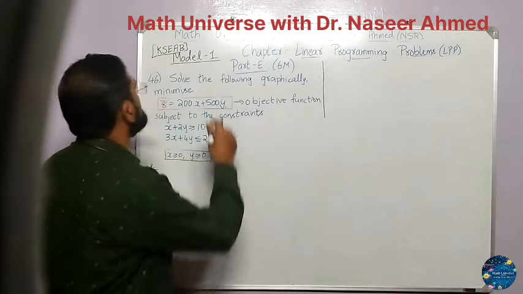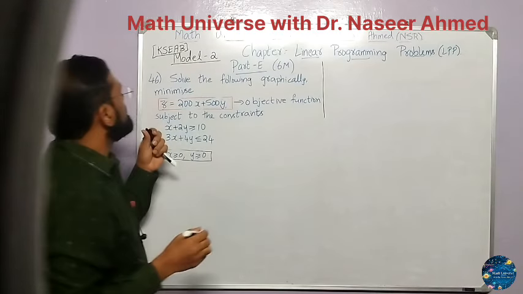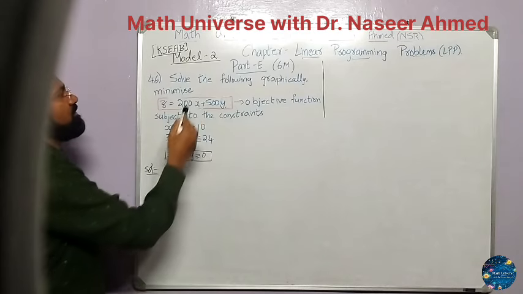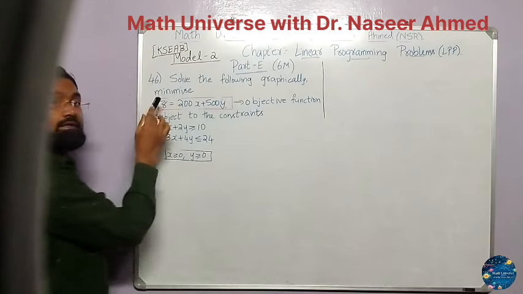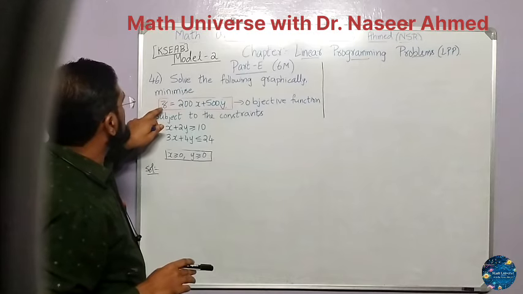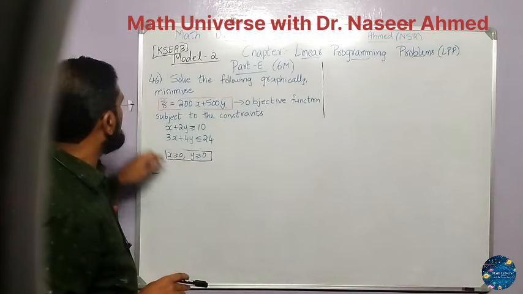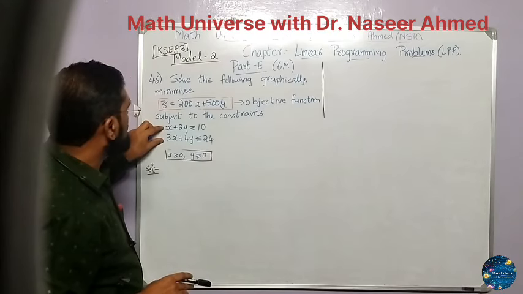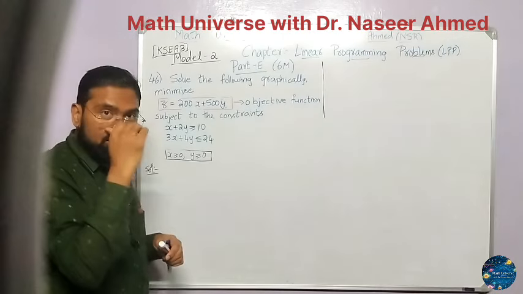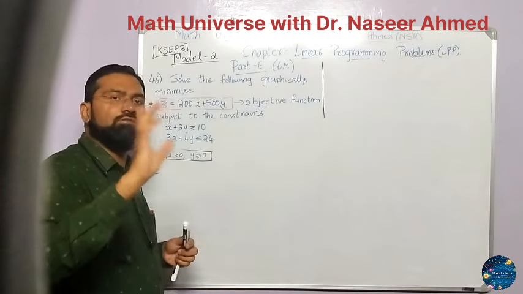And this question is from model paper number 2. Question number 46 for 6 marks. Solve the following graphically, and this time it is minimize, okay? Subject to z is equal to 200x plus 500y, that is our objective function. And again we have got 2 constraints here and the non-negative constraints. This time I am going to solve it, and I will not be taking too many points. For each constraint I will take only 1 point.